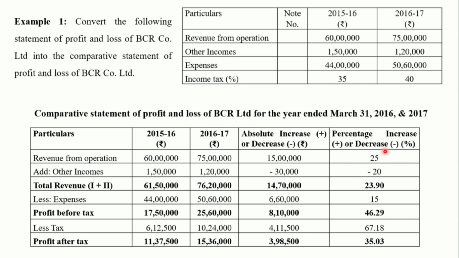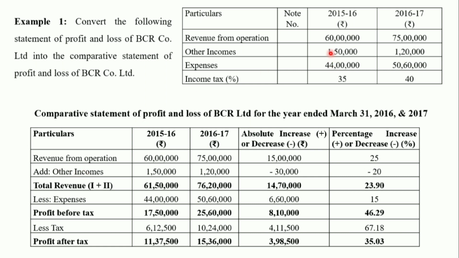How can we calculate the percentage increase or decrease? We have calculated the absolute difference, either increase or decrease, that is 15 lakhs, divided by the previous year amount, because we are trying to find the percentage change over the previous year. So 15 lakh divided by the previous year's figure of 60 lakh, into 100, gives 25 percent. Clear?